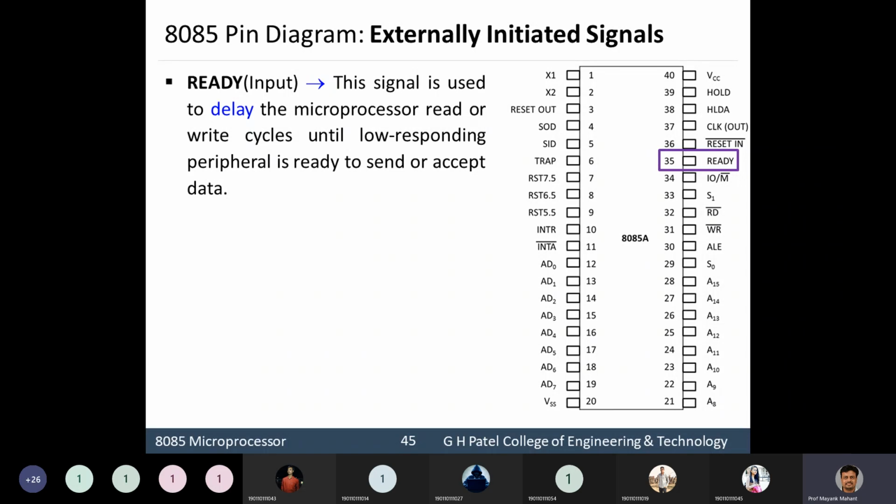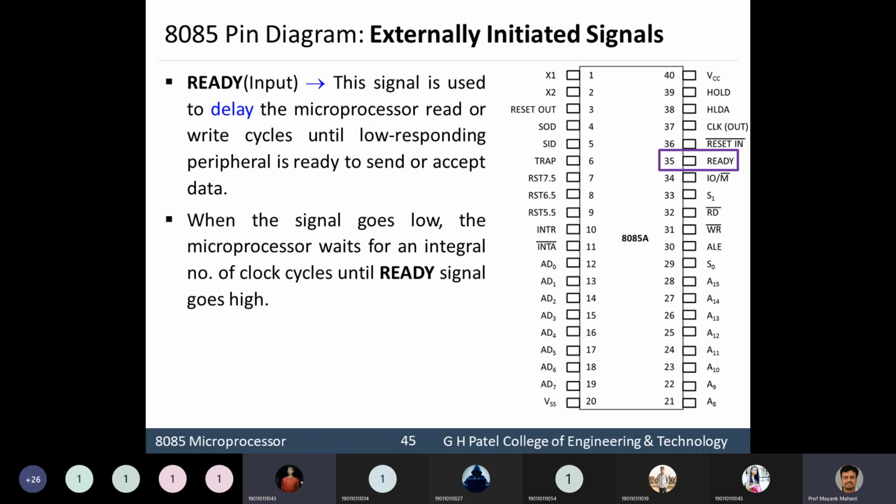Now it may be the case that the peripherals connected to your 8085 may not be operating at the same speed as the 8085, or your CPU. So the ready signal will be used for synchronization of these two. This signal is used to delay your microprocessor read or write cycle, meaning it will extend the read and write cycle of your microprocessor until the other peripheral is ready to accept or to send the data. Am I clear?